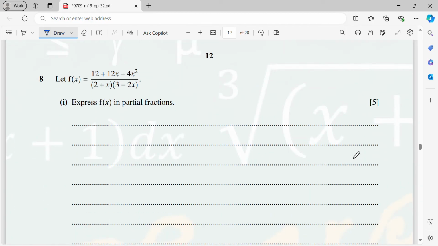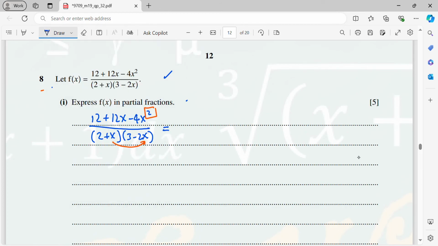Question 8. Given f(x), express f(x) in partial fractions. So 12 plus 12x minus 4x squared over 2 plus x multiplied with 3 minus 2x. Before we do the partial fractions, we have to check whether you are given a proper or improper rational function. When you expand the denominator, it is a quadratic, which means x squared, and the numerator also has x squared, which means now we need to perform polynomial division before the partial fractions.